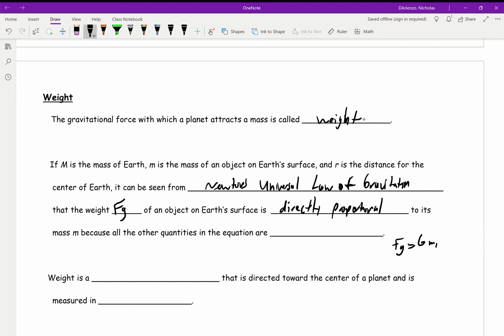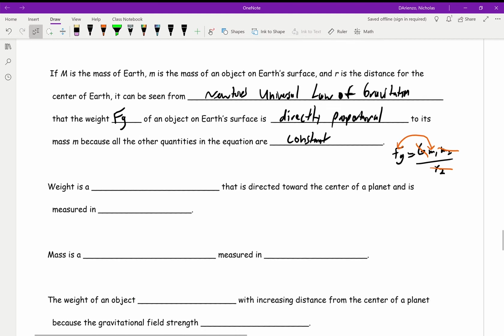So if we look at that, m1, m2, over r squared, G is a constant, M of the Earth would be constant, and the distance, as long as we're near Earth's surface, we're going to call it a constant. So weight is directly proportional to the mass, and everything else is constant. Makes for evaluating that a little bit easier.